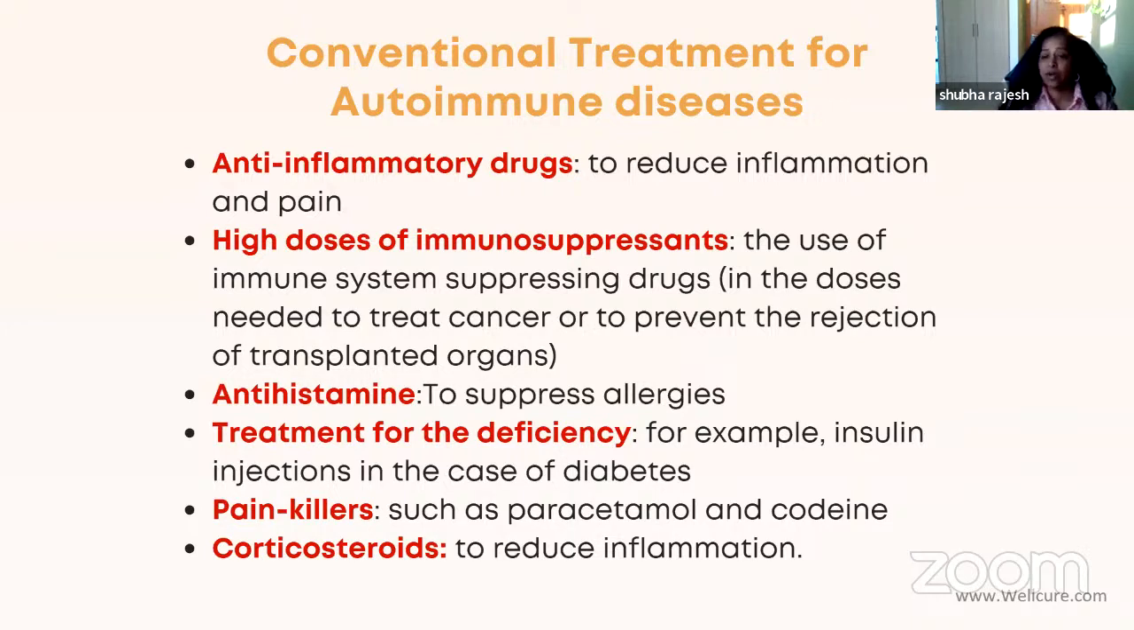So they try to treat your deficiencies, by which probably your skin health will get better. Like in case of diabetic people, they give insulin injections, because the insulin is not working well, or the body is not having the insulin. So you take insulin injections. And then when you have pain in your skin, paracetamols, painkillers. So all these things are given. This is the conventional treatment for autoimmune disease.